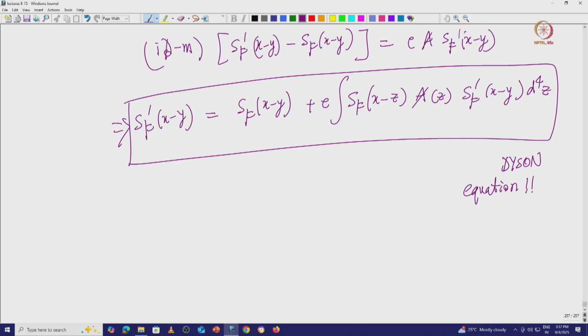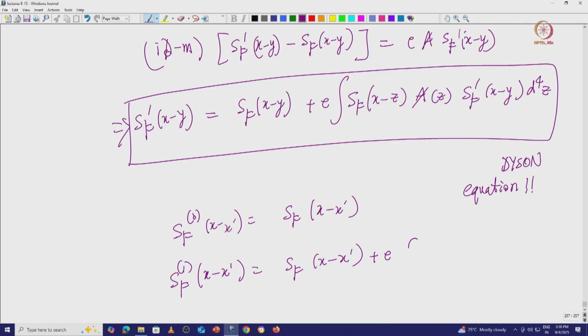Okay, so this is nothing but the Dyson equation, and now we can try to solve it order by order essentially. We can have a Dyson series. So SF 0 (x minus x prime) is equal to SF (x minus x prime), that means it is the same, it does not change. SF 1 (x minus x prime) is equal to SF (x minus x prime) plus e integral SF (x minus x1) A slash (x1) SF (x1 minus x prime) d power 4 x1. So you are introducing one interaction term.